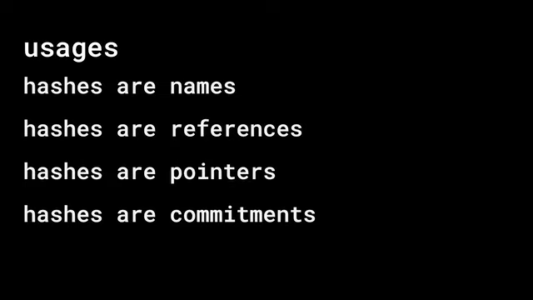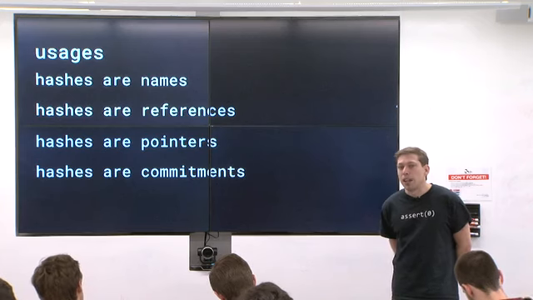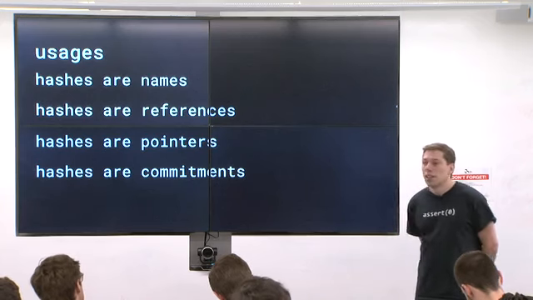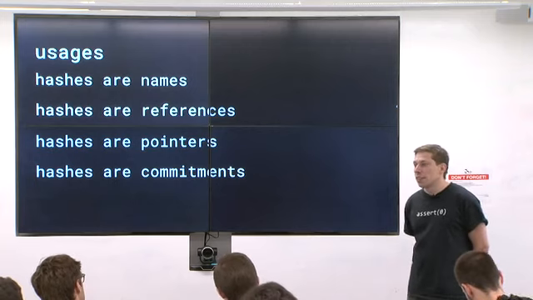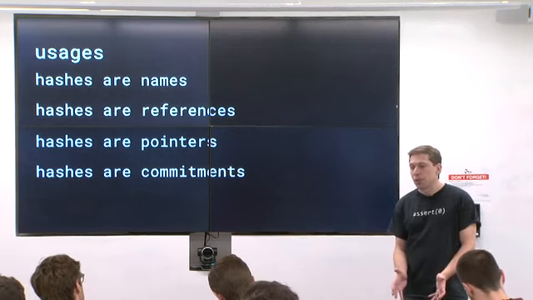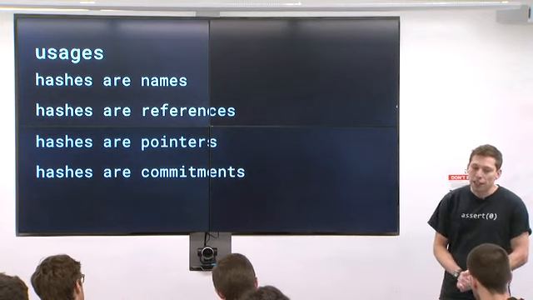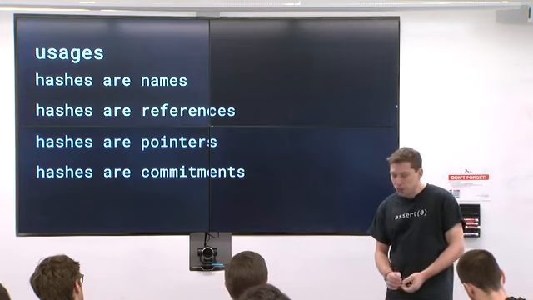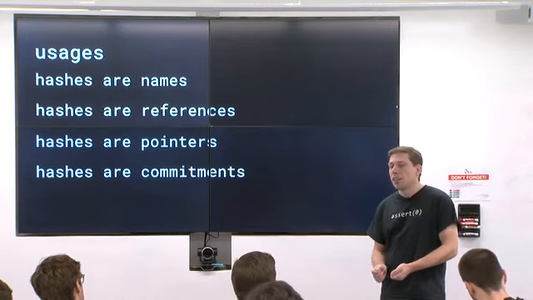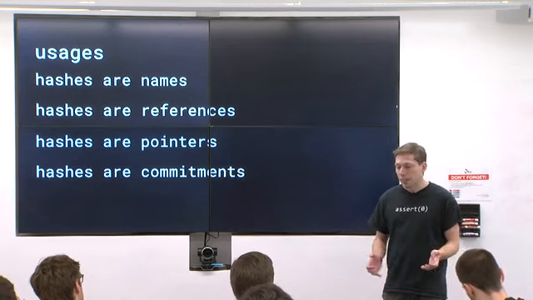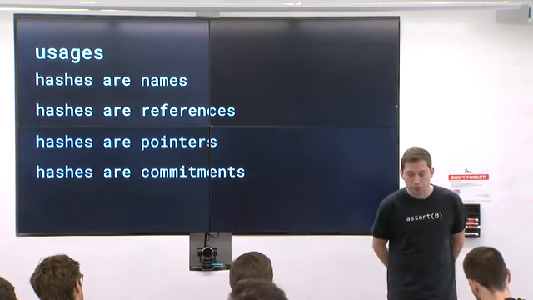So usages. What do you use these hashes for? There's lots of cool things you can use them for. You can use them sort of as names or references, where instead of naming a file, you can just take the hash of a file. And that is a good compact representation, so you can point to what you're talking about. So the hash of a file is a unique representation. And if you change any bit in that file, the hash will change. And so you know that, okay, here's this way to point to a file.